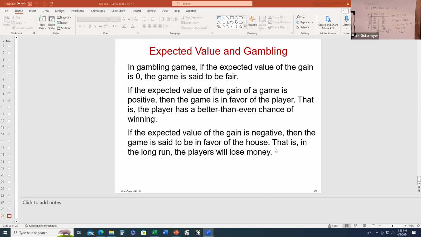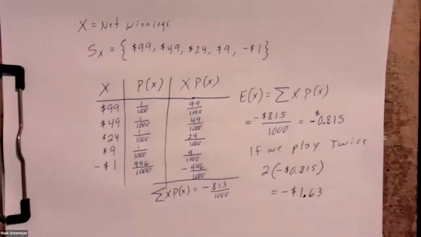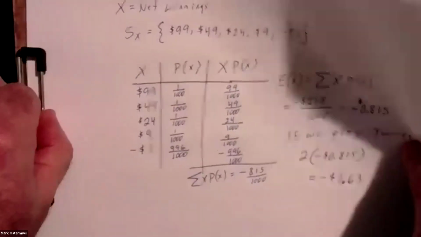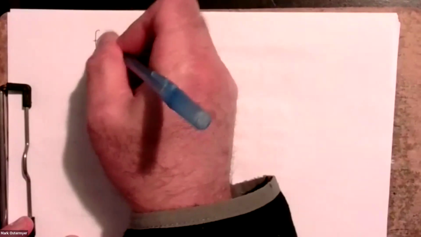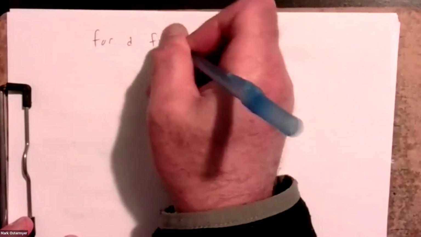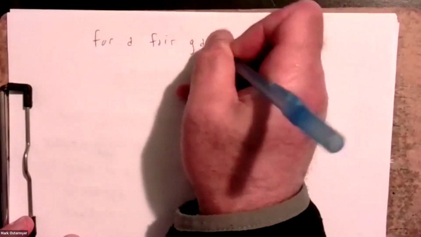All right, so I'm going to leave you with this thought as we part with this PowerPoint presentation, ladies and gentlemen. I have a question for you. $1 million question. For a game to be fair, what would have to be the expected winnings or the expected value of a random variable for a fair game? What does it mean to be a fair game?